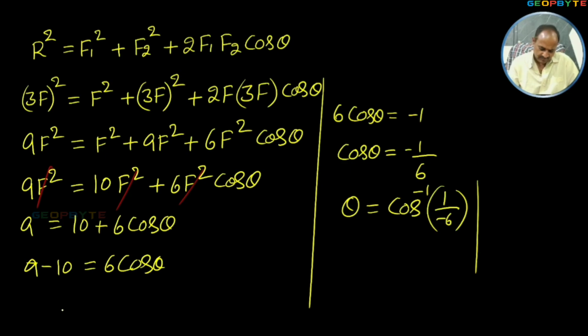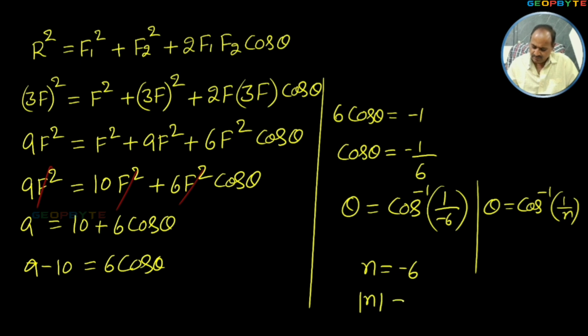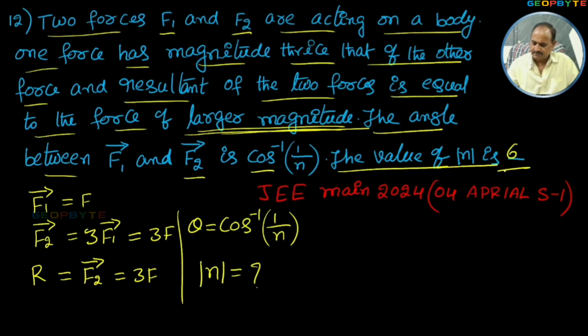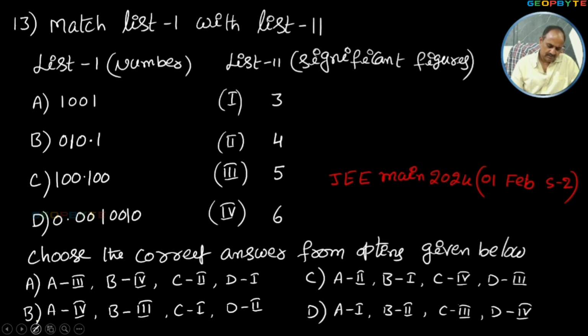But what is given? It is given that theta equal to cos inverse 1 by n. Here n value equal to minus 6. Modulus of n equal to 6. So the answer is 6. Understood clearly? Yes. Then look at another important question.